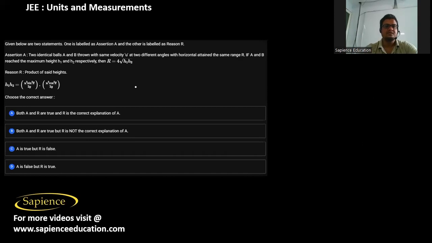Here it is told that given below are two statements. One is labeled as assertion A and the other is labeled as reason R. The assertion is: two identical balls A and B thrown with the same velocity u at two different angles with the horizontal attain the same range R. If A and B reach the maximum heights h1 and h2 respectively, then the range is R equal to 4 root over h1 h2.